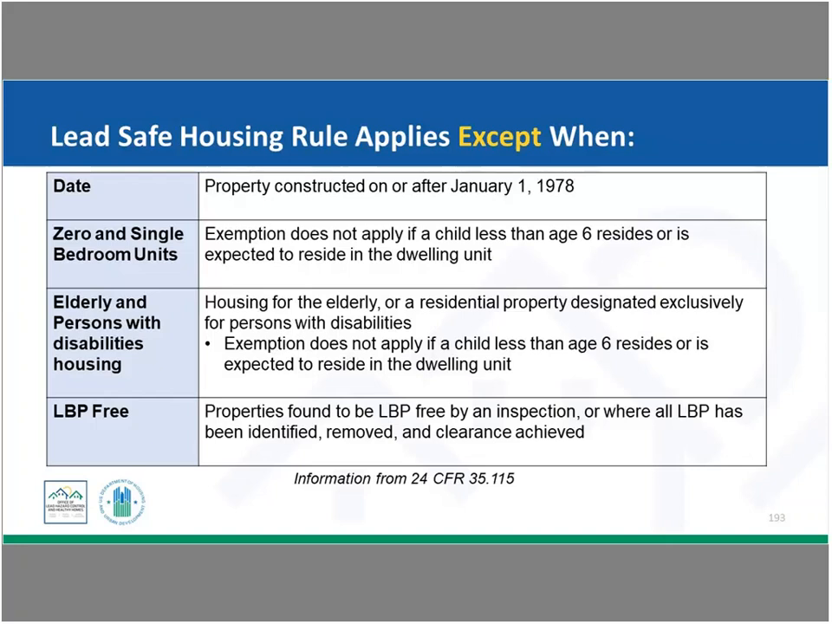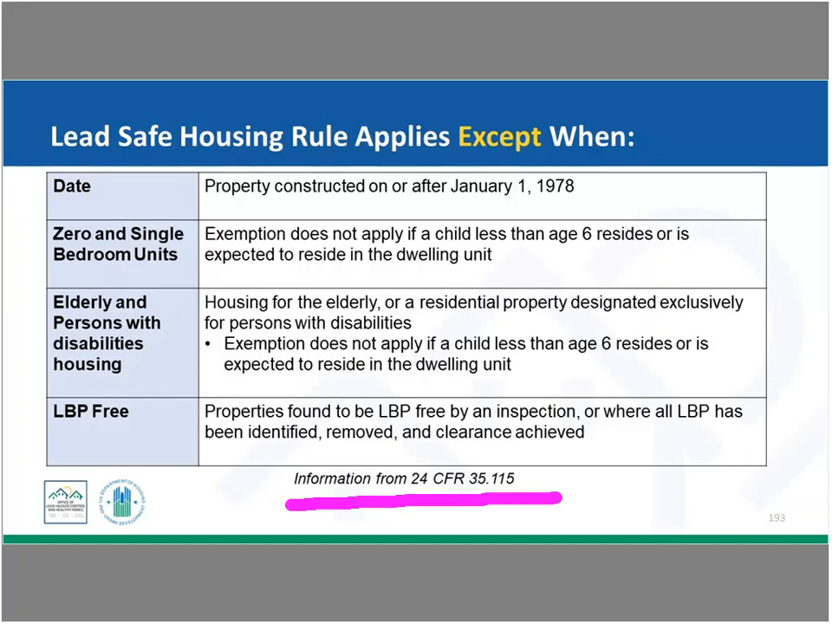Folks always ask me, where are the exemptions listed in the regulations? They are found at 24 CFR 35.115. That's where you find the exemptions. So the first one is the date. So remember, we are dealing with pre-78 housing. So if you have property that was built on or after January 1st, 1978, then it is exempt. Also, if you are working with 0 and single bedroom units, and typically shelters fall in the 0 bedroom unit category, those are also exempt.